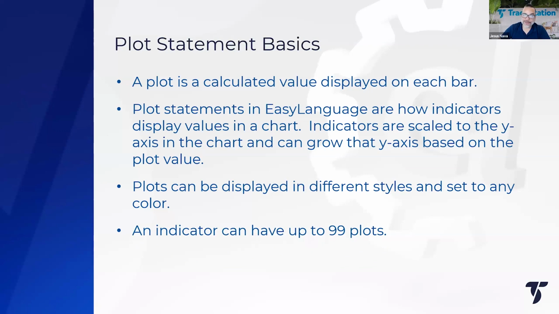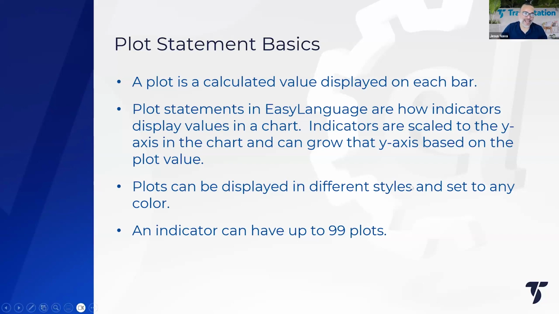And an indicator can have up to 99 different plots. I haven't come across an indicator that has 99 different lines. I imagine that it would be very cluttered on the chart. It would look like spaghetti, but there are some indicators that have a significant number of plots. Just keep in the back of your mind that you can have up to 99, which is good to know, because the whole reason why we have this class is because you're going to be adding additional lines to your indicators, and you can go up all the way to 99.